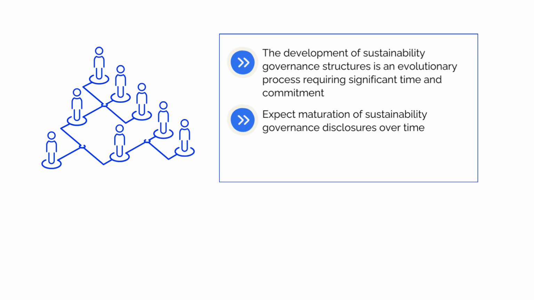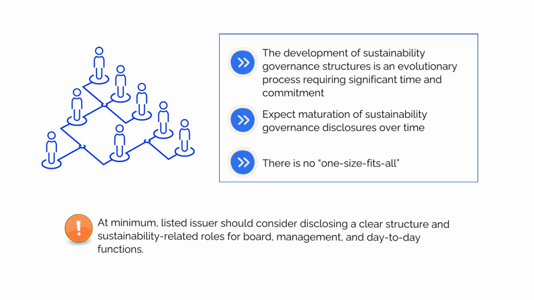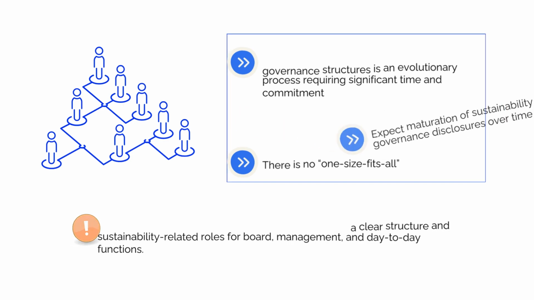Lastly, it is crucial to reiterate that there is no one-size-fits-all for sustainability governance structures. Each listed issuer's governance structure is distinctive, shaped by its own unique structure and available resources. However, at a minimum, listed issuers should consider disclosing a clear structure and sustainability-related roles for board, management, and day-to-day functions.